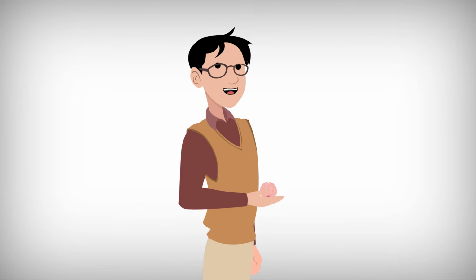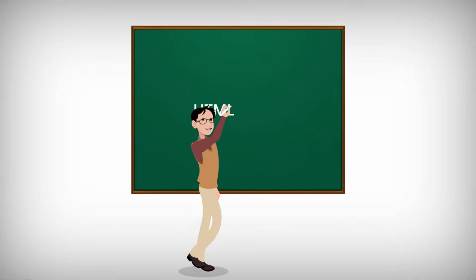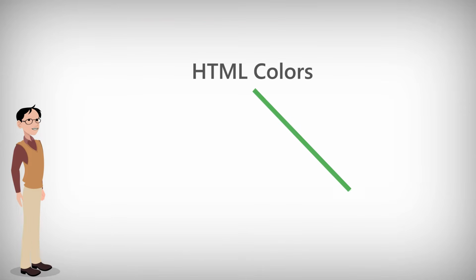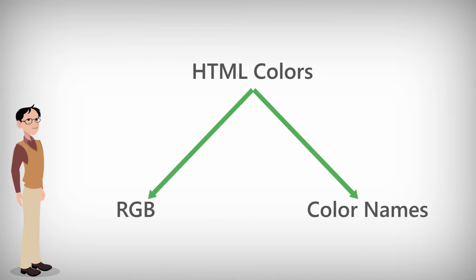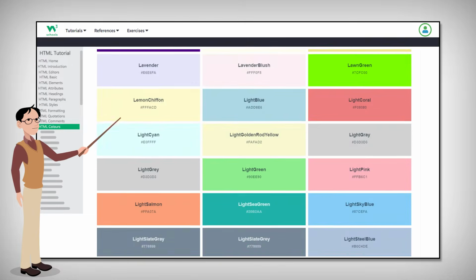Today's lesson will be perfect for you right-brain thinkers. The topic: HTML colors. HTML colors can be specified using color names, RGB or Hex Values. HTML supports 140 predefined color names.